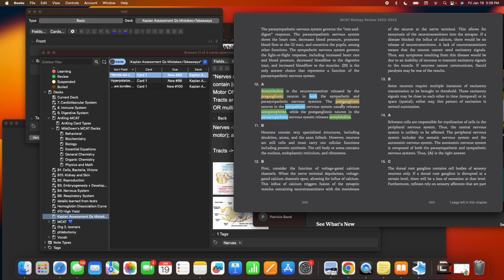Neurons contain very specialized structures, including dendrites, axons, and axon hillock. However, neurons are still cells and must carry out cellular functions, including protein synthesis. The cell body or soma contains the nucleus, endoplasmic reticulum, and ribosomes. Amazing.